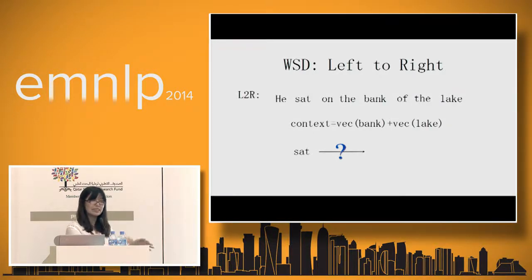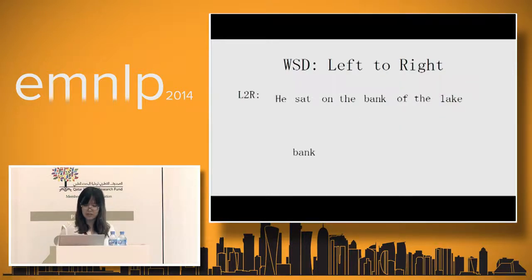We want to decide which sense sat has in this sentence. So we compute the cosine similarity between the context vector and each initialized sense vector of sat. The one with the highest similarity score should be the sense here. But the largest similarity score and the second largest similarity score are really close. It's not easy to decide which sense it is. So we just don't do this disambiguation here. The second word, bank: again we compute the context vector and the cosine similarity, and we find the first sense ranks the highest, so we select it. And the third one, lake: again we compute the context word vector.